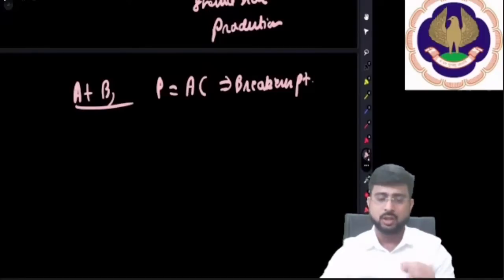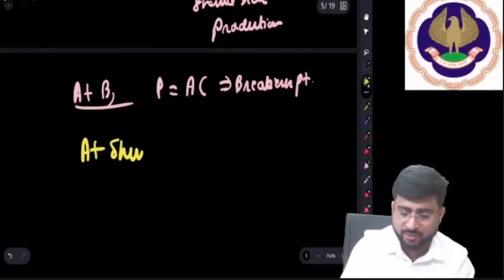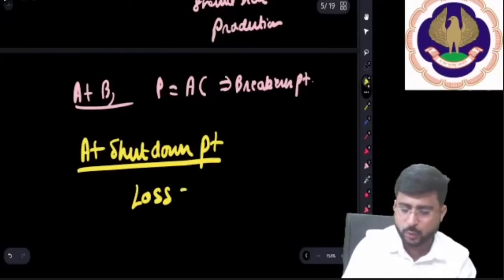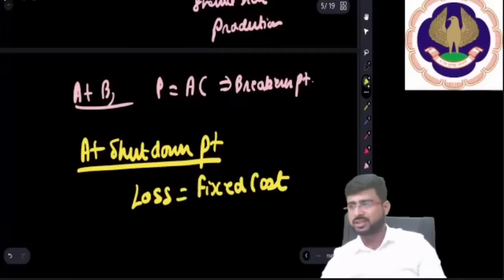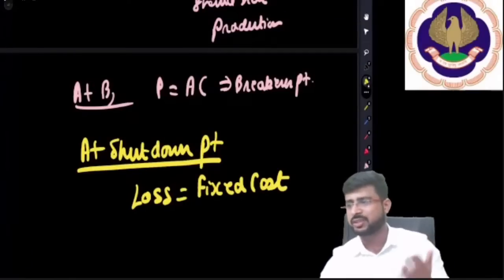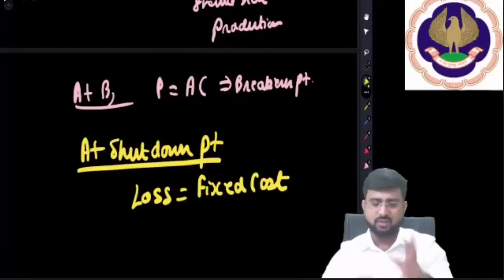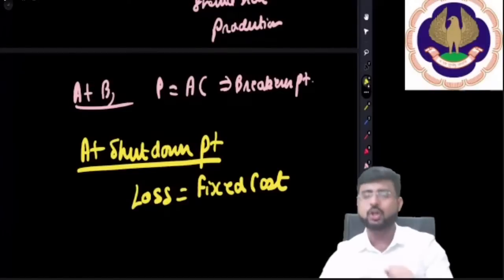So below which point should the firm shut down operation? Remember, write it down, everyone. At the shutdown point, the loss of a firm is equivalent to the fixed cost, because it implies that the firm is able to recover all the variable costs. Since the firm is able to recover all the variable costs, the loss is equivalent to the fixed cost.